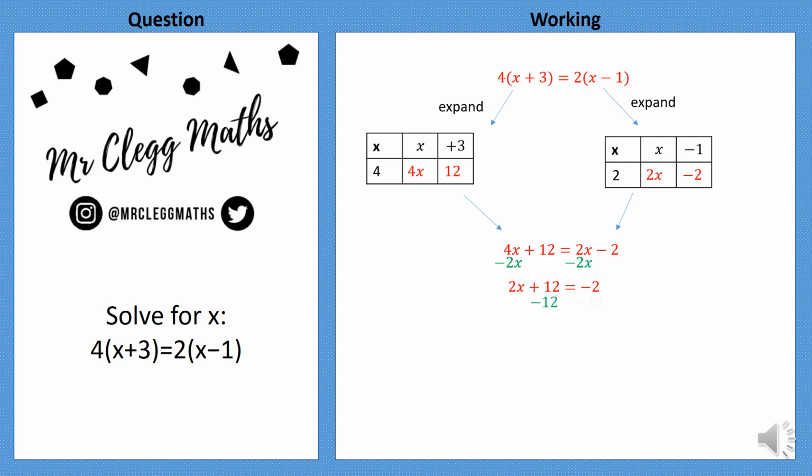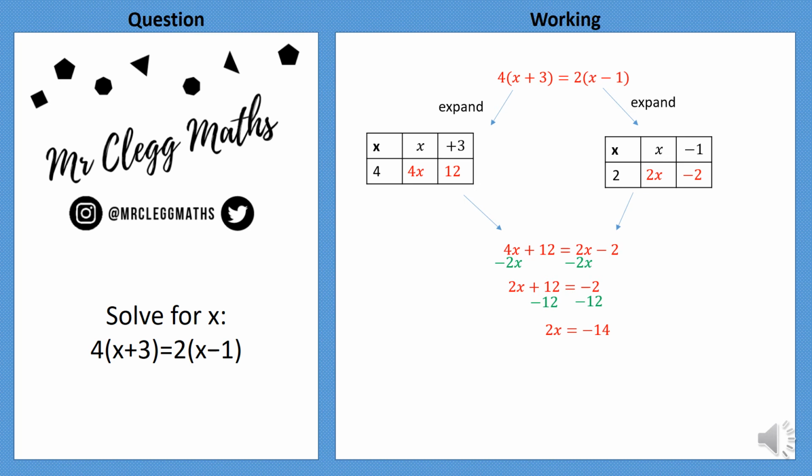Next up, I'm going to subtract 12 from both sides because I'm trying to get down to a situation where I've got x on its own. So that leaves me with 2x equals minus 14, because you've got minus 2 and you're taking away 12 more, so that gives you minus 14.